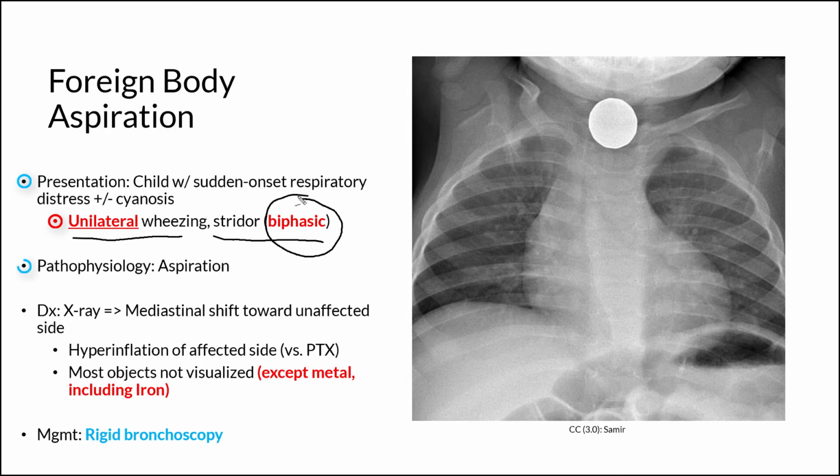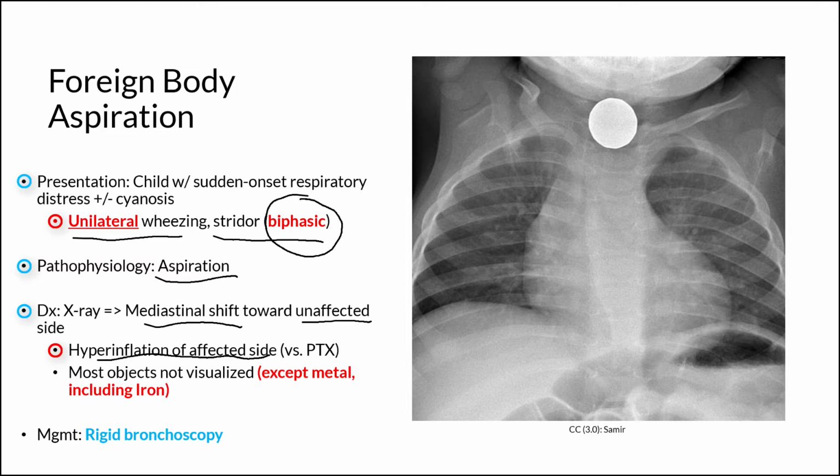The pathophysiology, of course, is going to be aspiration, classically of an object that the child is playing with. On X-ray, we will classically see mediastinal shift towards the unaffected side. Additionally, we can get hyperinflation of the affected side. This is in contrast to patients with a pneumothorax, which will classically see deflation of the affected side.